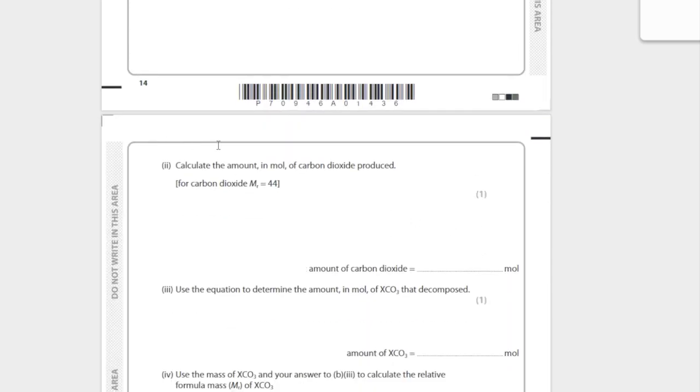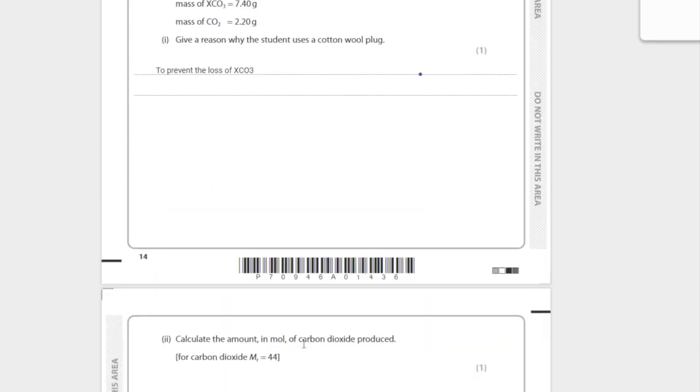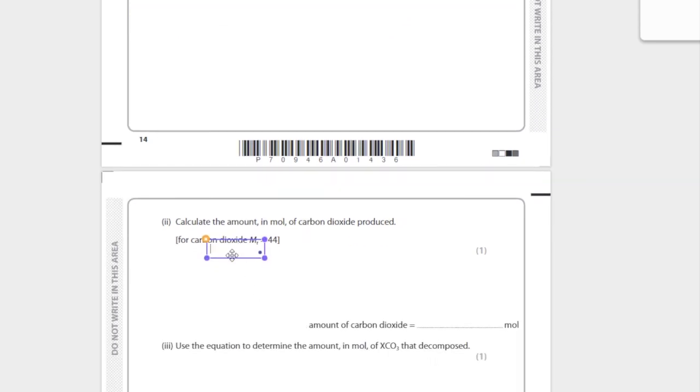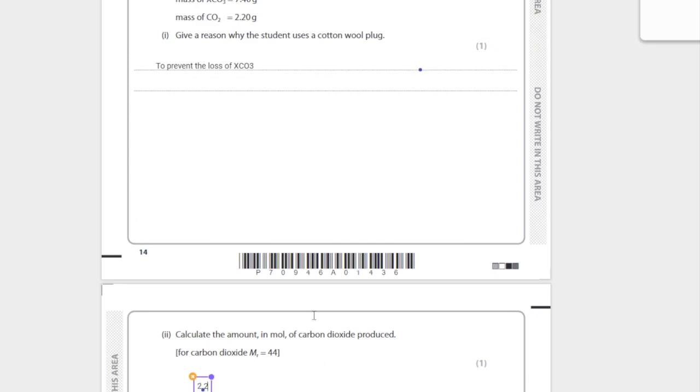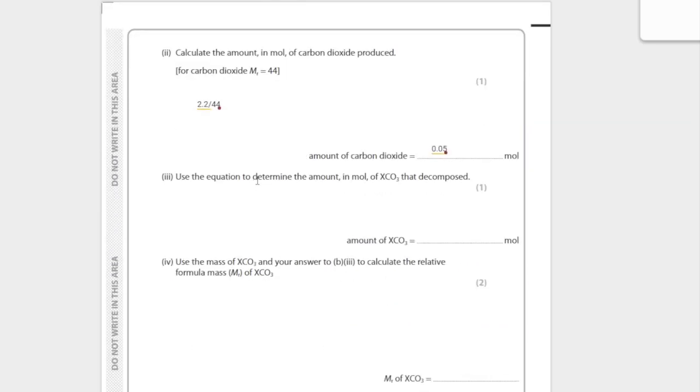Calculate the amount in moles of carbon dioxide produced. It gives us the Mr, and the mass of CO2, 2.2. Using mass over molar mass, it's going to give us 2.2 divided by 44, which gives an answer of 0.05 moles of carbon dioxide.